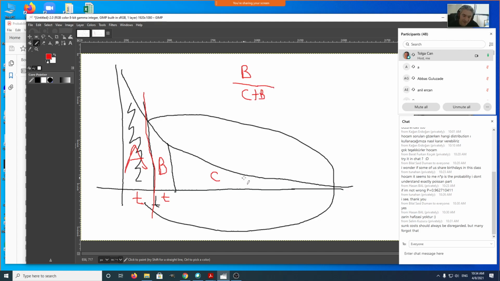So B over B plus C is the probability that we are going to observe a success after this point, knowing that no success occurred here. This is actually equal to A over A plus B plus C, which is 1. This part is 1 because since it's a probability density function, A plus B plus C should be equal to 1. So if you look at a snapshot after this point, this will also look like an exponential.